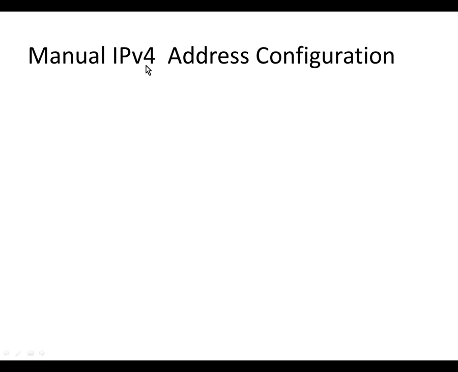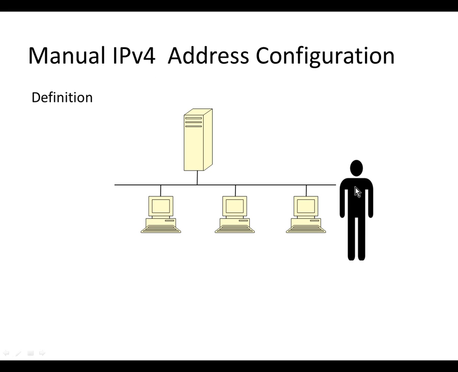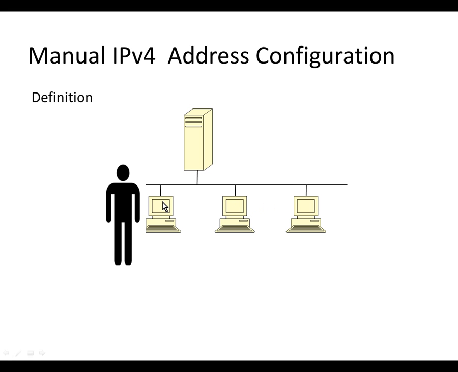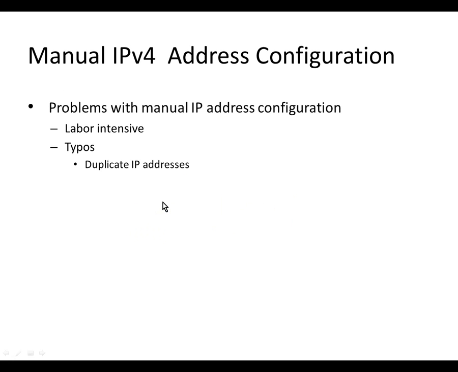Manual IPv4 address configuration means you walk up to the first computer and you type in the IP address. You go to the second computer and you type in the IP address. You go to the third computer and you type in the IP address. CCBC has 5,000 computers, and to walk around to each individual computer and type in the IP address can be awfully time-consuming and labor-intensive, and there is a higher probability of typographical errors which can lead to duplicate IP addresses.